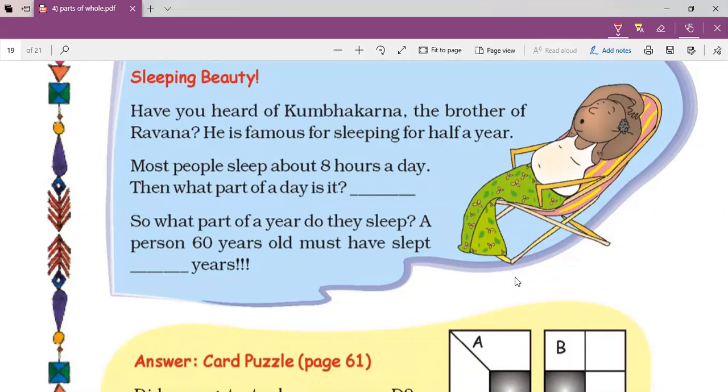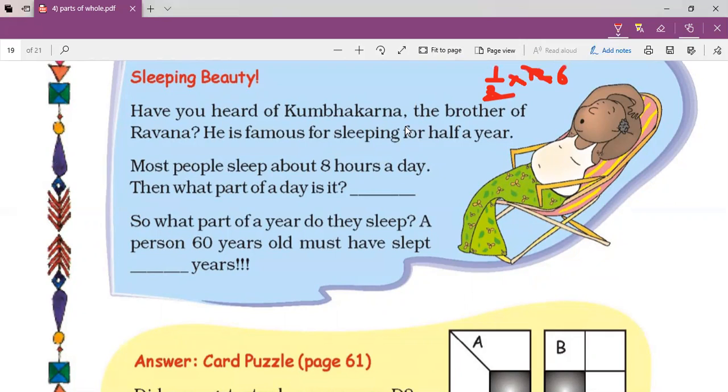Then most people sleep about 8 hours a day. If he was sleeping for 6 months, and normal people sleep for 8 hours a day. Let's work it out. Half a year means one half multiplied by 12. That means 6 months he slept. Two ones are two, two sixes are 12. 6 months he was sleeping. He was famous for sleeping for 6 months.